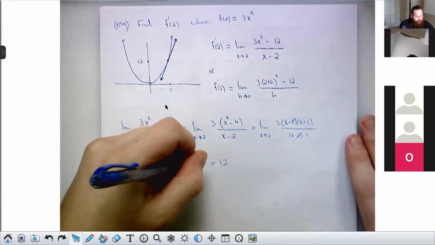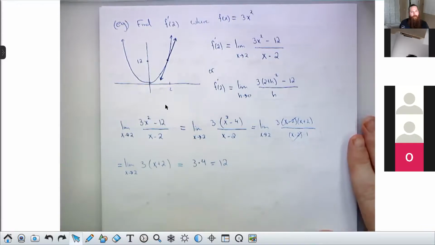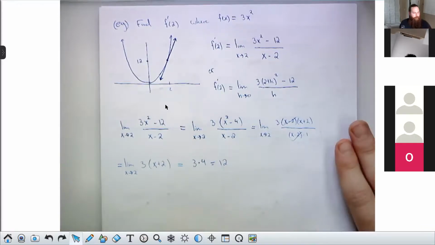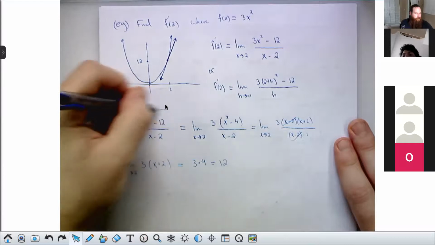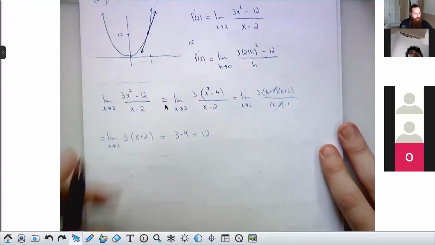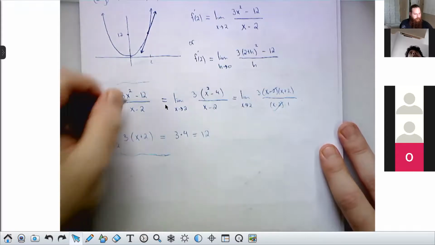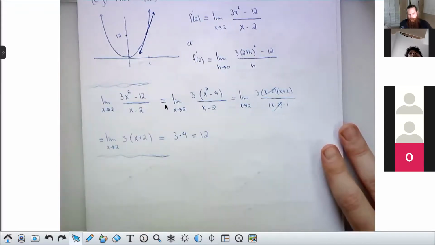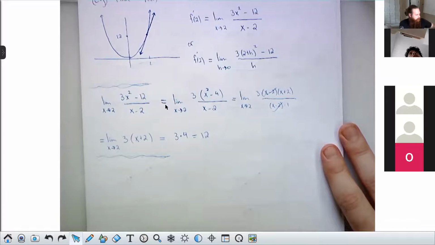You can't see my dot there. I guess that's not coming across very well. Yeah, 3 times 4. So this is one way to do the calculation. Come on, pen. I'm going to switch pens here. Ow!